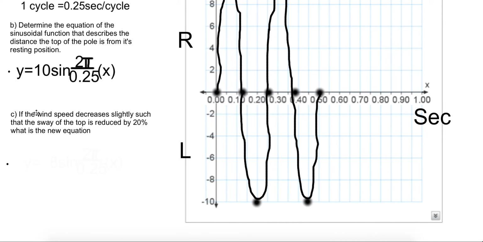Now the next part of the question asks, if the wind decreases slightly, so we've got a reduction of 20%, what's the new equation? For you people in physics, you should know that nothing will change other than the amplitude from this decrease. That's the way periodic motion works. So if we decrease the amplitude by 20%, then the equation just changes to 8 instead of 10, because 20% of 10 is 2. And there's your new equation.